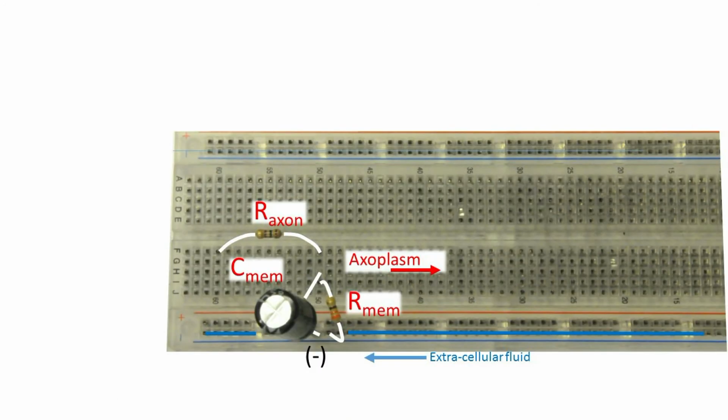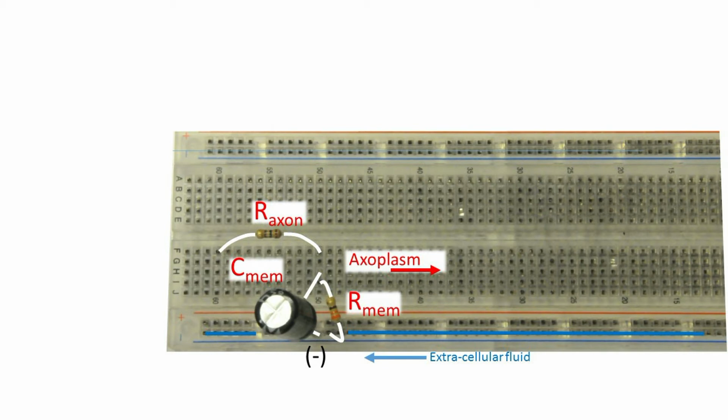Here's how the first unit of the axon circuit is placed. The axon resistor bridges a span of holes, and at the downstream end is connected to both the membrane capacitor and membrane resistor, which form a parallel combination into the bus at the bottom that represents the extracellular fluid.